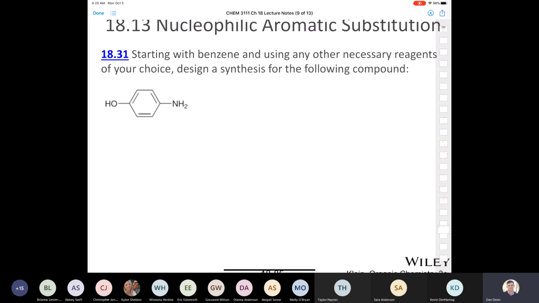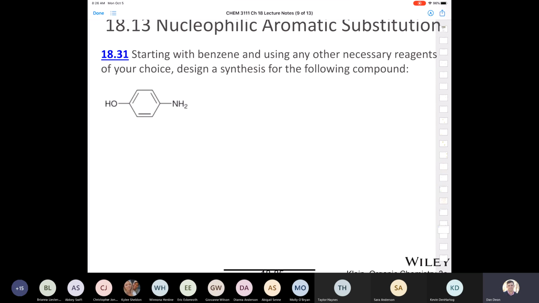It says, starting with benzene and using any other necessary reagents of your choice, design a synthesis of the following compound. So we've got this para-amino phenol, and we want to make this compound. If you think about it, there's not a lot of ways that we could make this compound. I'm even trying to think of alternatives to the solution in the solutions manual.